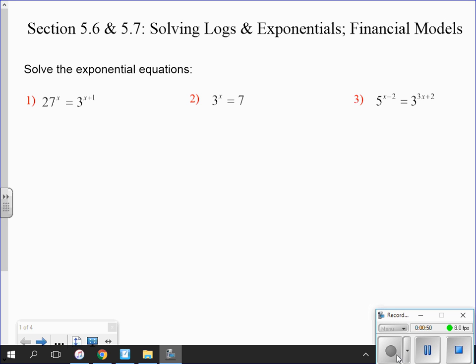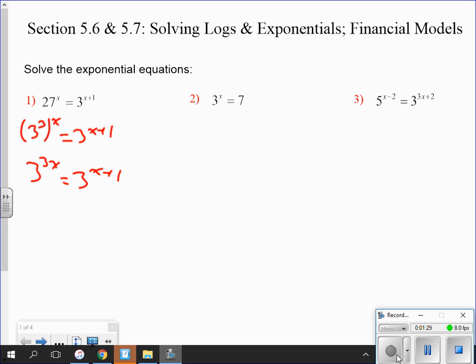So I look at the first problem and I have 27 to the x and 3 to the x plus 1. I look at that, I go, oh, 27 is 3 cubed. I can write them both as powers of 3. When I can write them both as powers of the same number, that's what I want to do. So 27 is 3 cubed. Now I take that 3 cubed to the x power equals 3 to the x plus 1. Well, 3 cubed to the x power is raising a power to a power. That's multiplying, so I have 3 to the 3x equals 3 to the x plus 1.